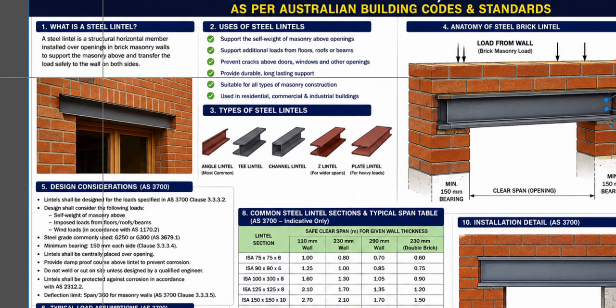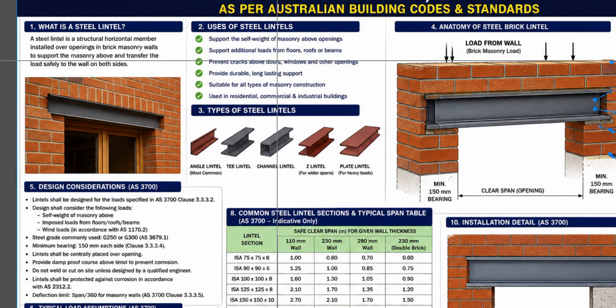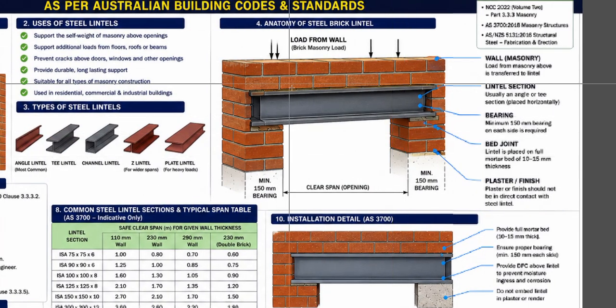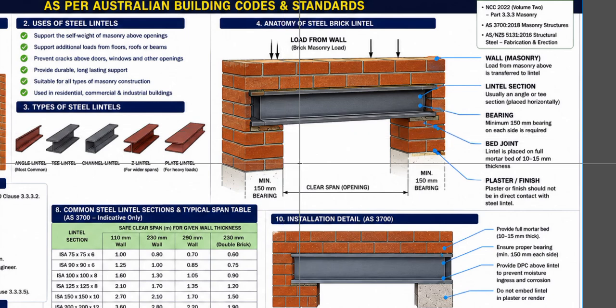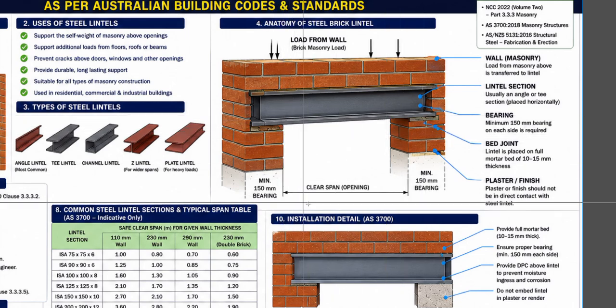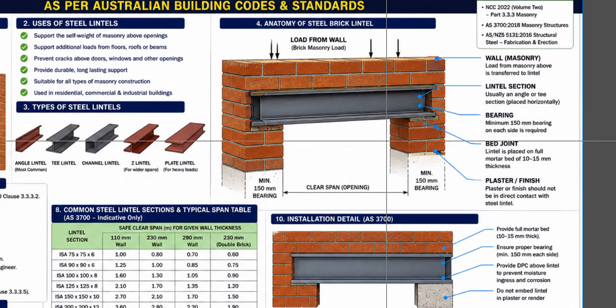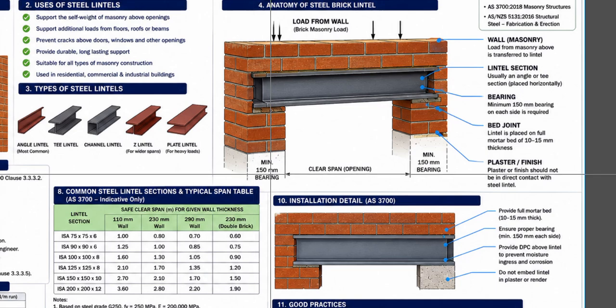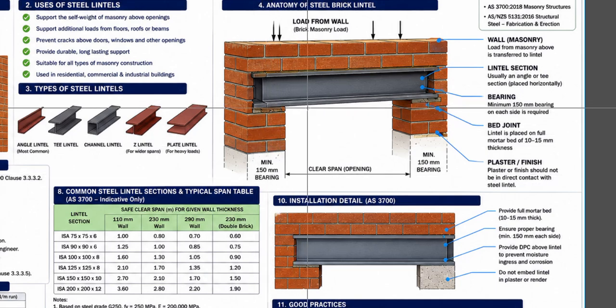So these are some points to go through for the steel lintels, like why they are used in Australia. They support the self weight of the masonry above the opening, and support additional load, floors, roofs and beams. In each and every cutout or any clear span in the plan, there needs to be some bearing for the lintel. This bearing is 150 mm on each side of the lintel.